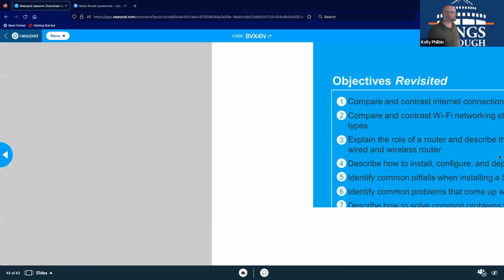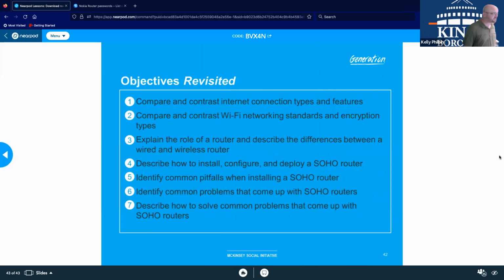All right. With that, I will stop torturing you. We have now reached the end. We should now be able to compare and contrast some internet connection types like ISDN, DSL, POTS, satellite, Wi-Fi, all that fun stuff. We should be able to compare and contrast the standards of encryption. What are our 3 basic standards of encryption for Wi-Fi?